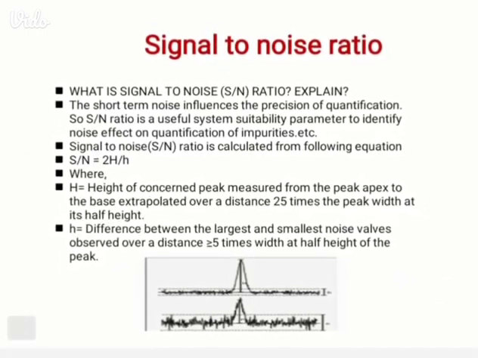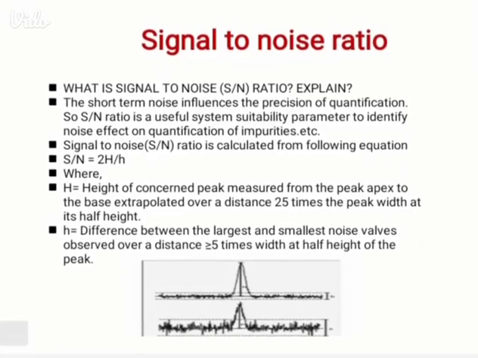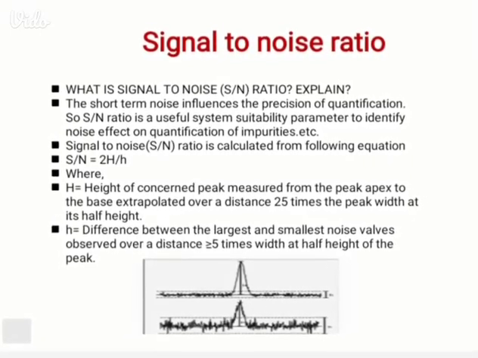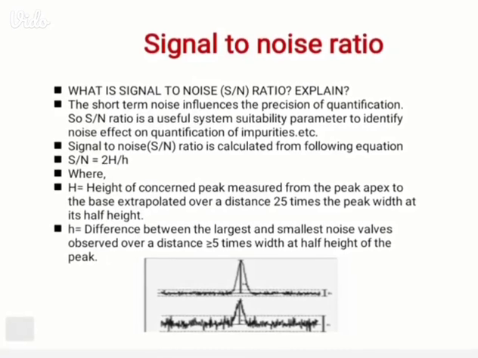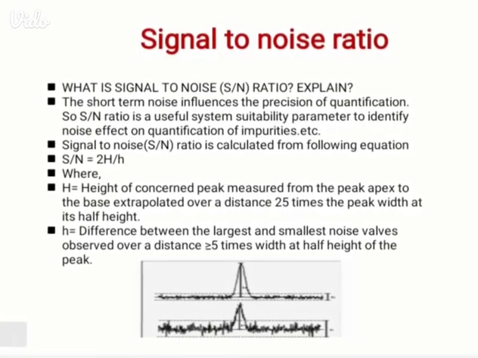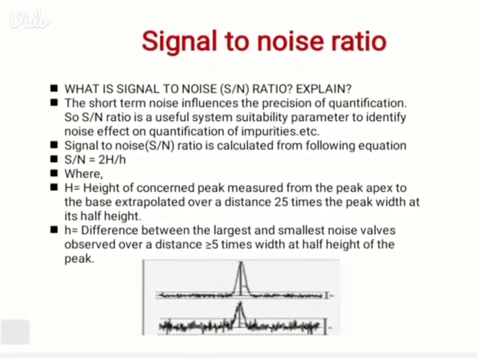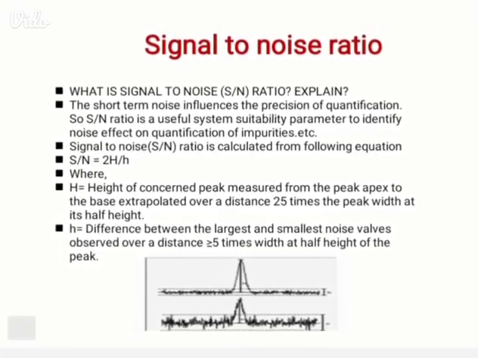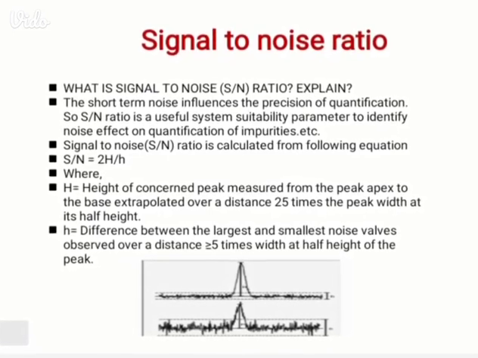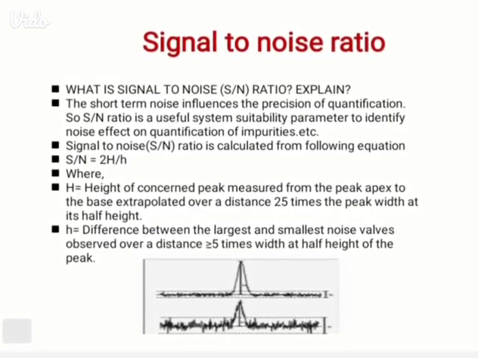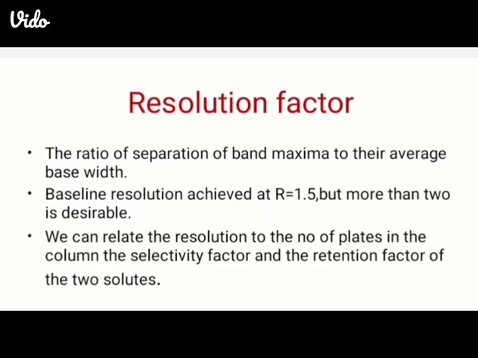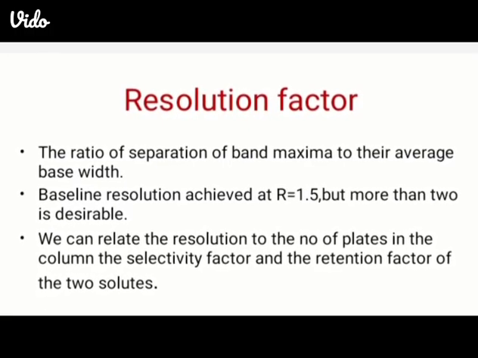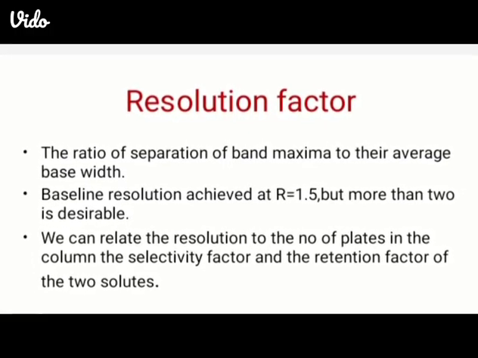The number of theoretical plates N is equal to 16 (tR/Wb) squared. This is the basic formula for determining how many theoretical plates are present within the column as per the theory. Within the diagram, the first one is the column. This column is divided into various plates, and based on that there is a formula for determination of the number of theoretical plates.